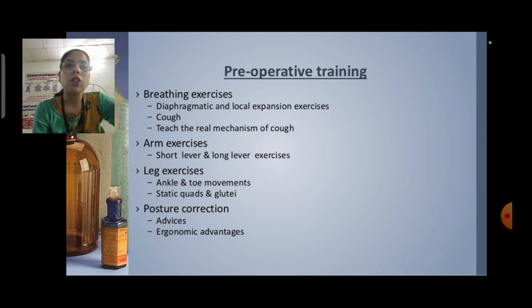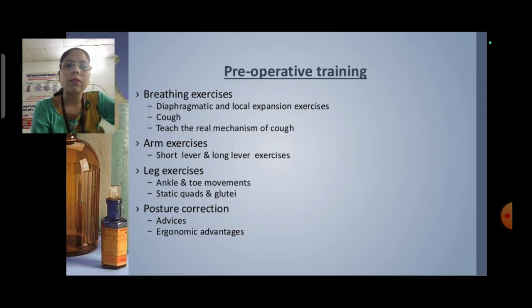Proceeding on to the pre-operative training, these are all the pre-operative training which we will give to the patient, starting with the breathing exercises. What we will be teaching to the patient is diaphragmatic breathing and local expansion exercises. We will teach him how to cough, and we will also teach the mechanism of cough to the patient by supporting the incisional site.